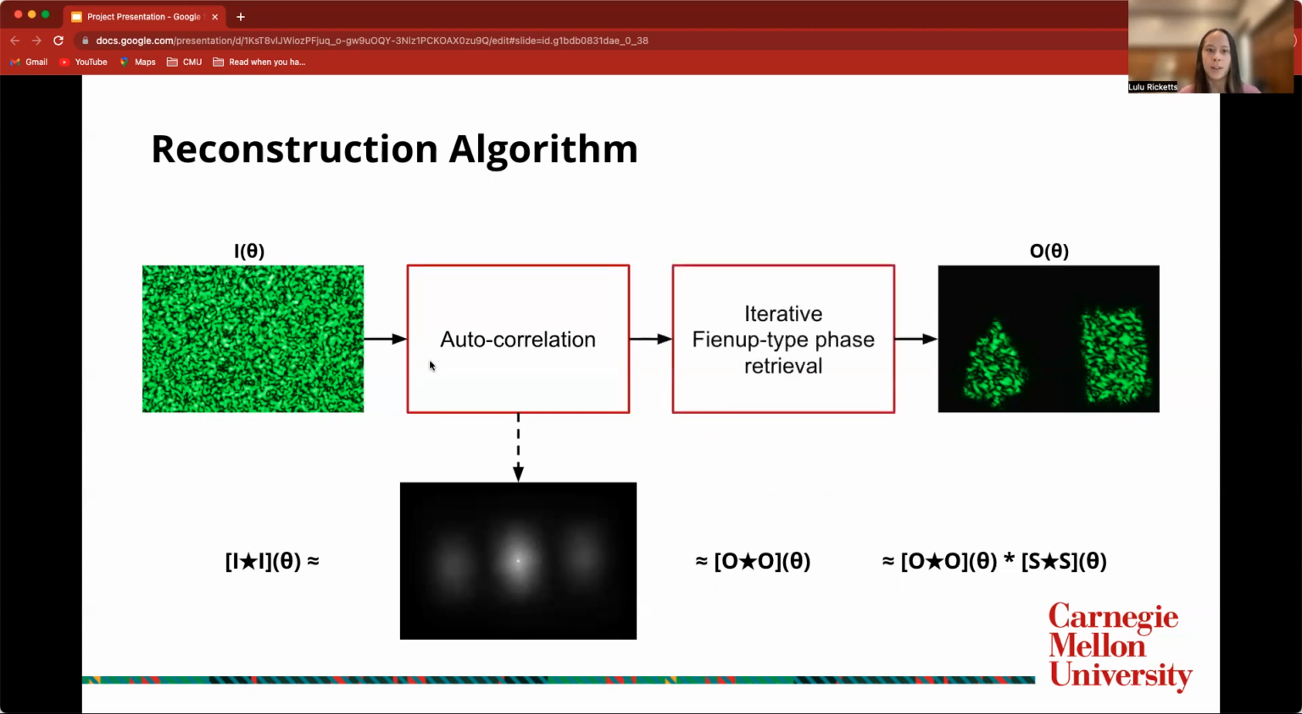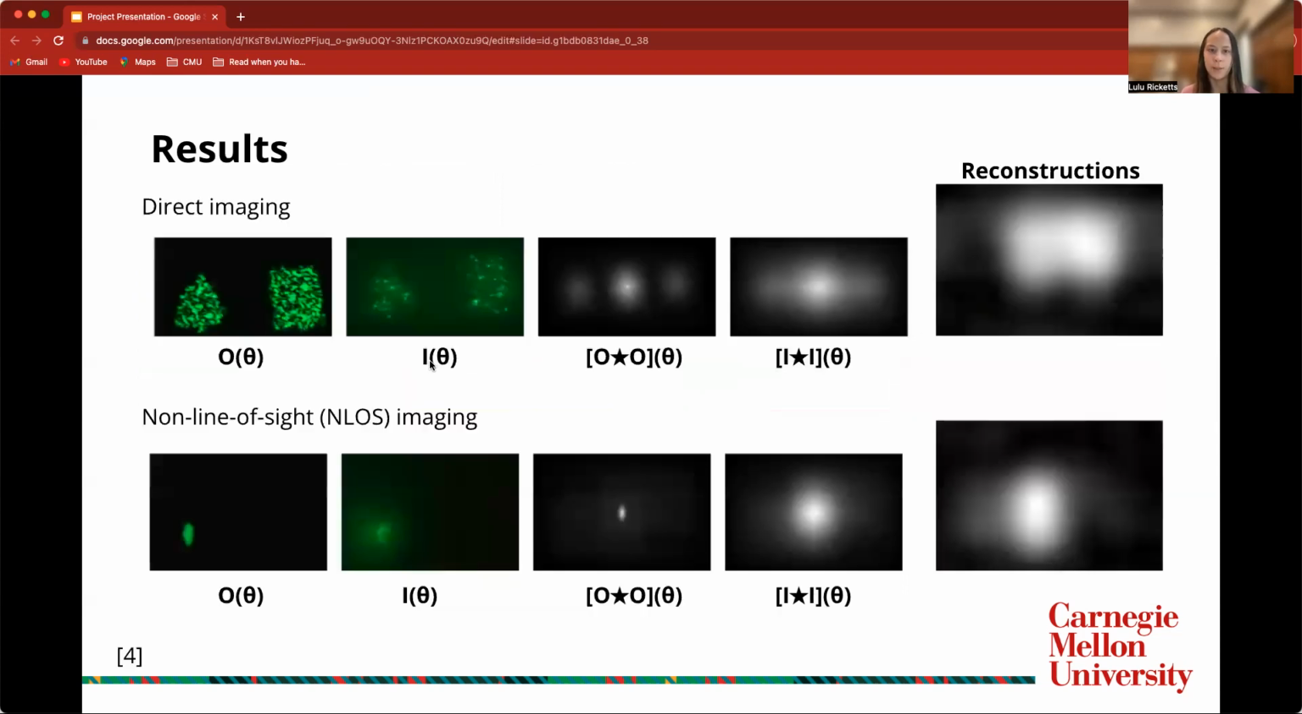The second part of the algorithm is to perform an iterative Fienup-type phase retrieval algorithm. This iterates between the Fourier domain and the object domain in order to satisfy the Fourier domain constraints and the object domain constraints. And this uses the magnitudes of the autocorrelation to find the per pixel phase intensity. Phase retrieval was run with multiple beta values, which is a constant in the algorithm, and I used the ones that yielded the best reconstruction results, which are shown here.